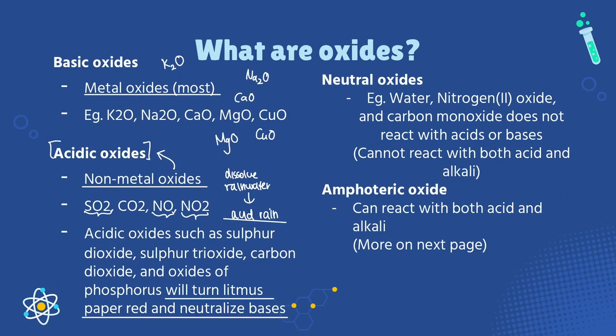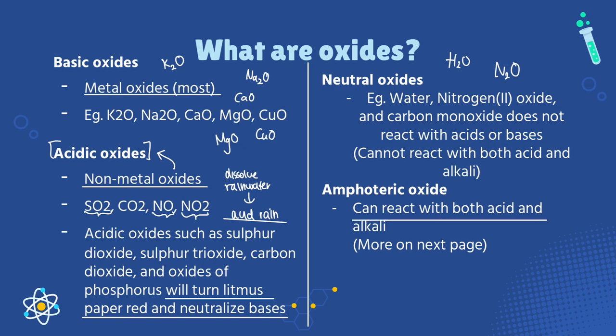Next, we've got neutral oxides and amphoteric oxides. The difference between the two is that neutral oxides do not react with bases or acids. So they can't react with either acids or alkalis. Examples of this are water, nitrogen monoxide, and so on. Next, we've got amphoteric oxides, and conversely to the neutral oxides, they can react with both acids and alkalis.